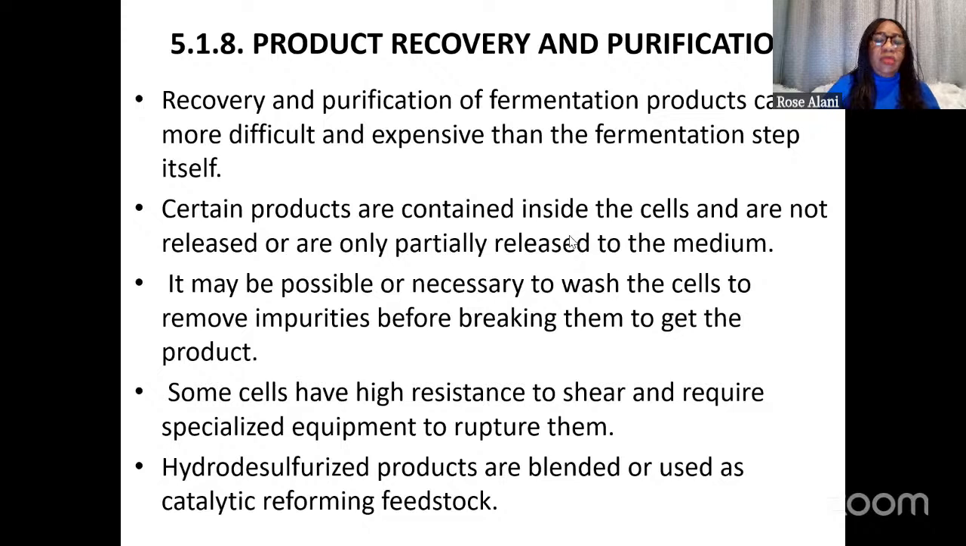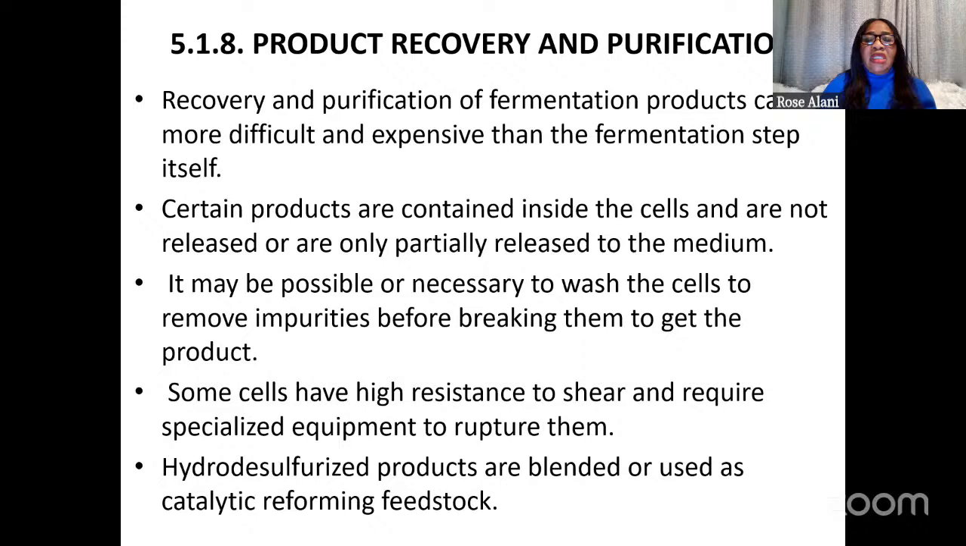Okay, now after the fermentation, the products, everything with the microbes and the cells, is all mixed up inside the tank. So it's then important for you to separate your product and purify your product. Recovery and purification of fermentation products can even be much more difficult and more expensive than the fermentation step itself.